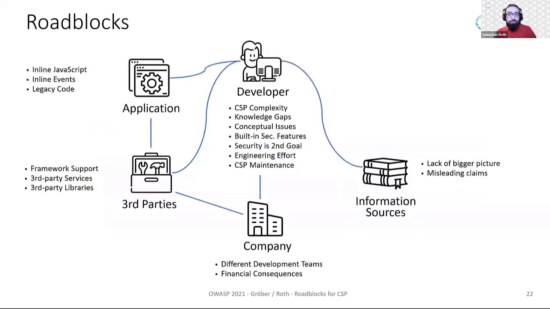Also, the company might have contracts with, for example, certain advertisement vendors. So the developer cannot freely choose which third parties can be used in the application. But are third parties really such a problem for CSP?